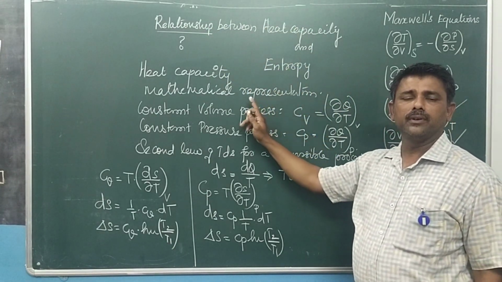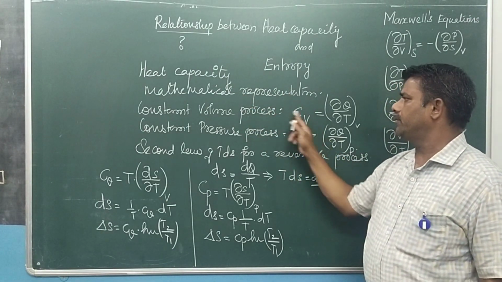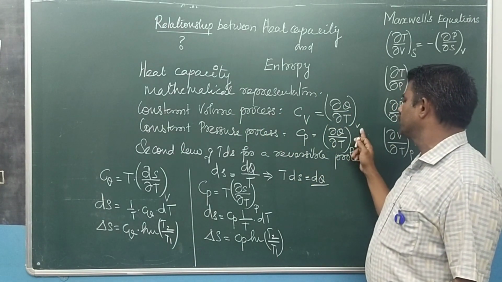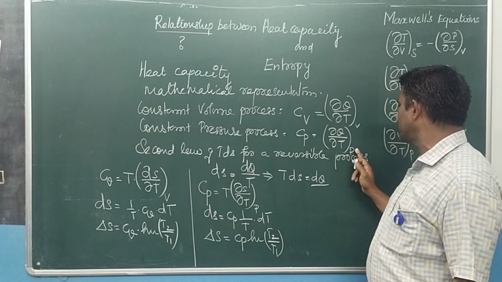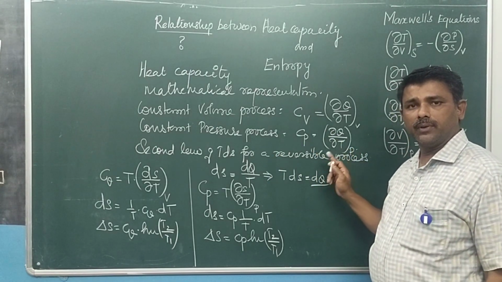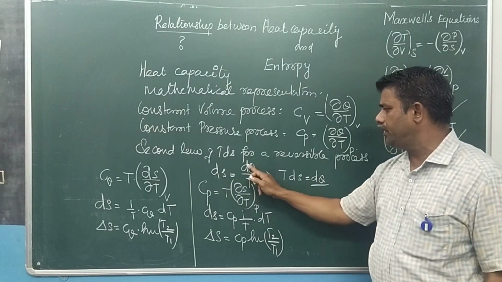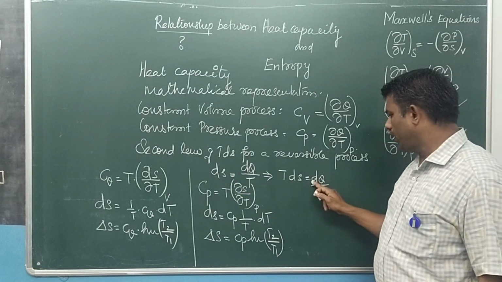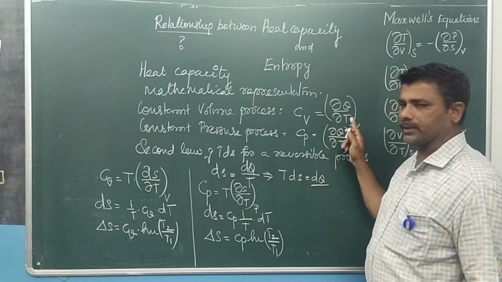The mathematical form of heat capacity: Cv for a constant volume process is equal to ∂Q by ∂T at constant volume. For a constant pressure process, Cp is equal to ∂Q divided by ∂T at constant pressure. The second law of thermodynamics says that for a reversible process, dS is equal to dQ by T. Hence, dQ is equal to T dS, temperature times the change in entropy. Now I am going to substitute T dS for dQ in the above two equations.